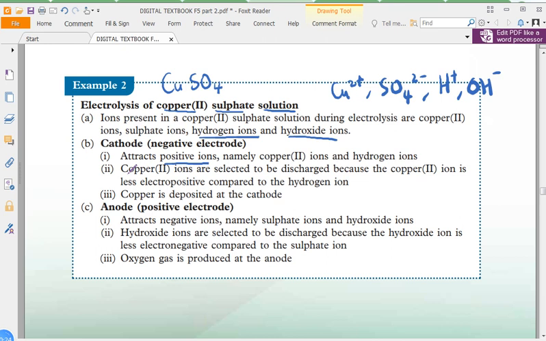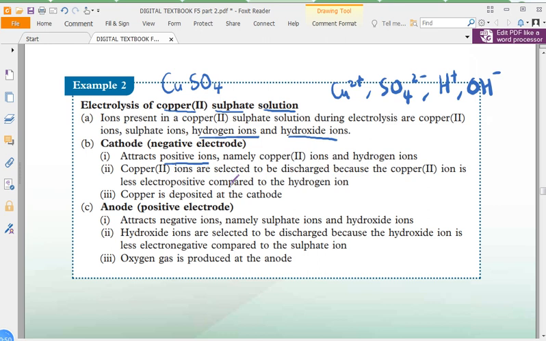So now you can see that copper 2 ions are selected to be discharged because it is less electropositive compared to hydrogen ion. Okay, meaning copper ion tends to form atom if compared to hydrogen. Okay, copper metal is deposited at the cathode.